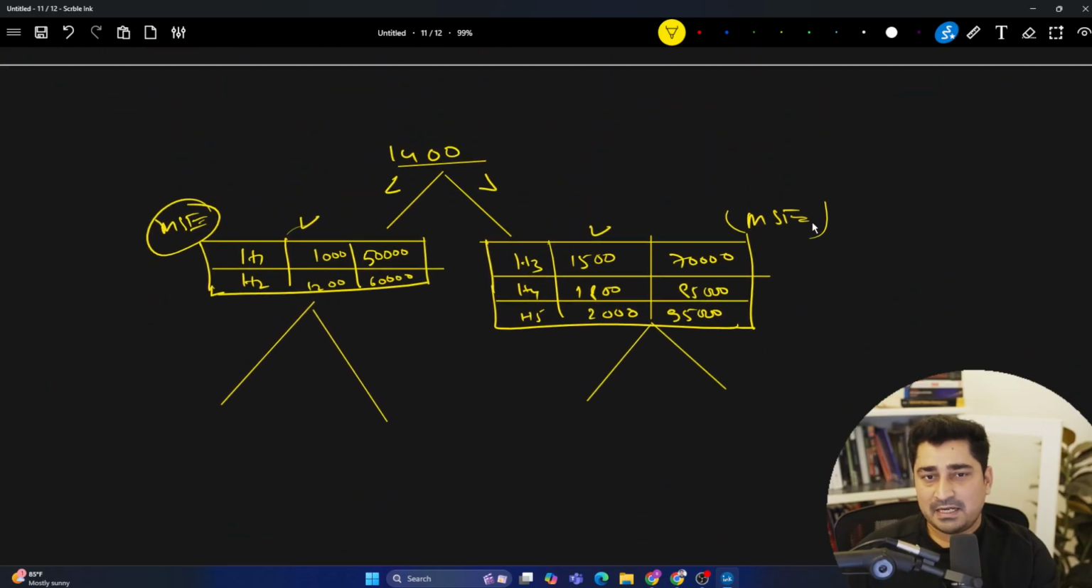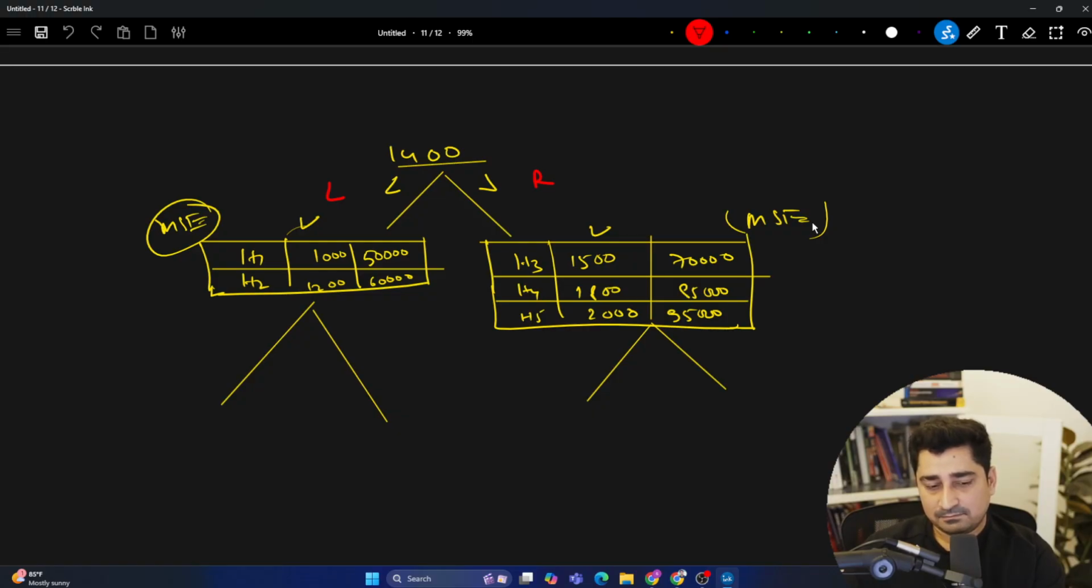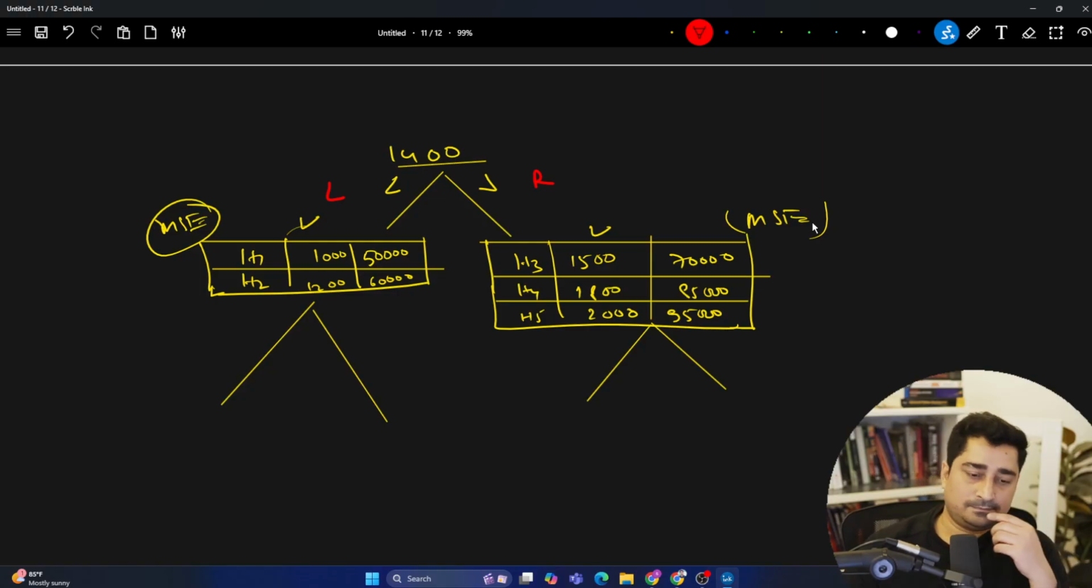Size 1700 will come on the left side or the right side, guys? This is my left side, this is my right side. So which side will it come on? Left or right, if size is 1700? Right hand side, right? Okay, it will come on the right hand side. Size was 1700. Now, price.